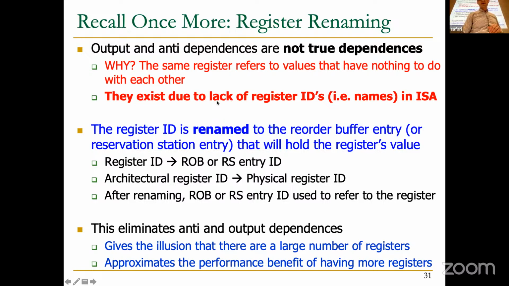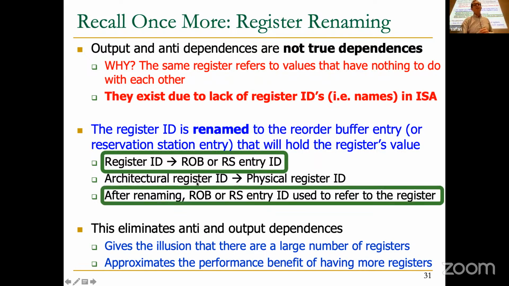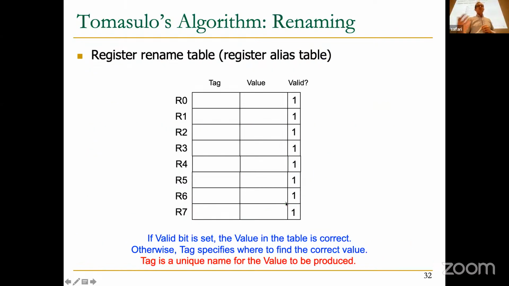Okay, so recall once more, we're going to rename registers basically. I've already gone through this slide multiple times. I'm not going to go through this, but basically register ID is going to be renamed to reorder buffer ID or reservation station entry ID. For the rest of this lecture, I'm going to use reservation station entry ID, not the reorder buffer entry ID. After renaming, we're going to use the reservation station ID to refer to the register. So basically for this, we need a register rename table called a register alias table, and you've seen this already.